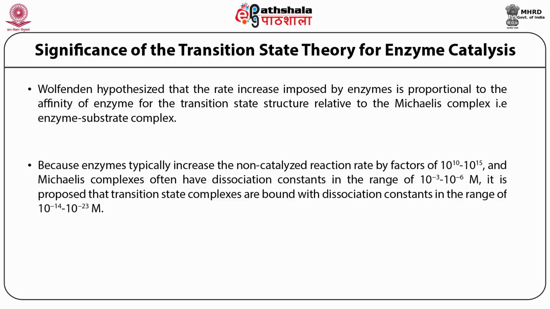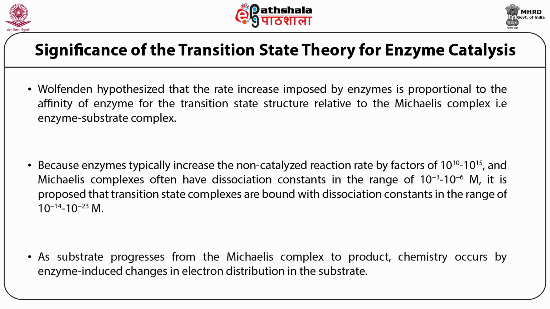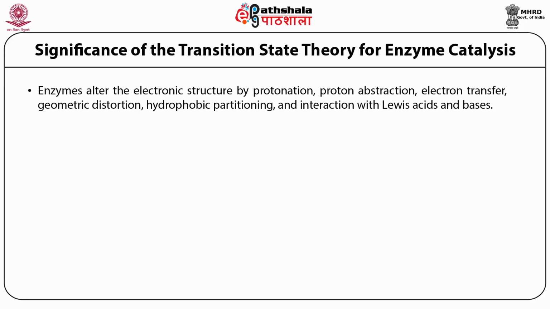Enzymes typically increase the non-catalytic reaction rate by a factor of 10 to the power 14 to 15, and Michaelis complexes have dissociation constants in the range of 10 to the power minus 3 to 10 to the power minus 6 molar. It is proposed that the transition state complex has a dissociation constant in the range of 10 to the power minus 14 to 10 to the power minus 23 molar. As the substrate progresses from the Michaelis complex to the product, the chemistry occurs by enzyme-induced changes in electron distribution in the substrate. The enzyme alters the electronic structure by protonation, proton abstraction, electron transfer, geometric distortion, hydrophobic partitioning, and interaction with Lewis acids and bases.